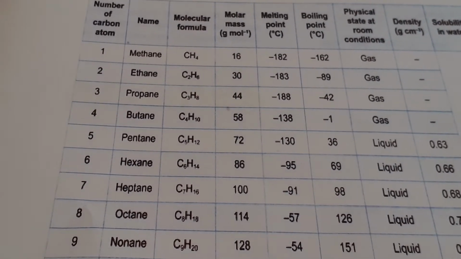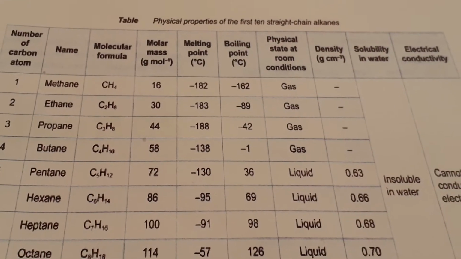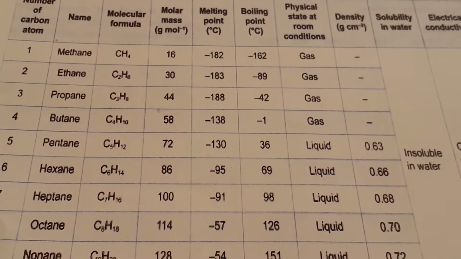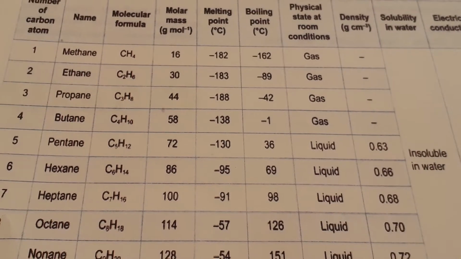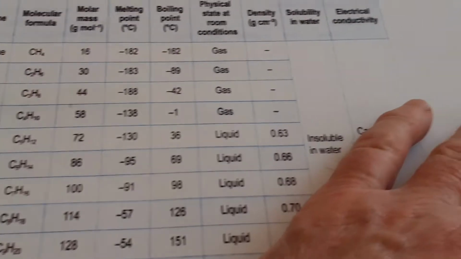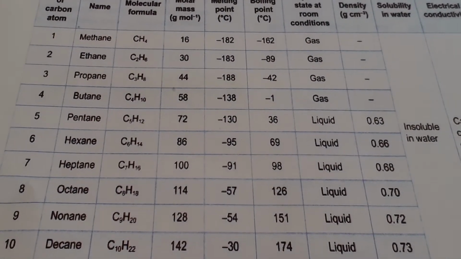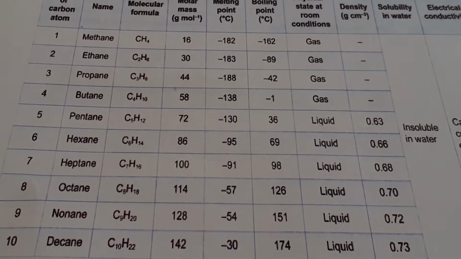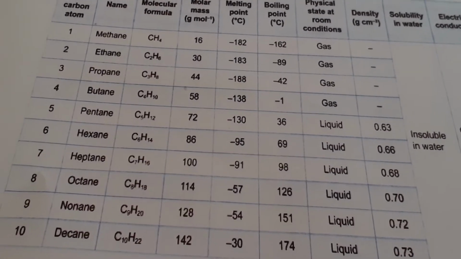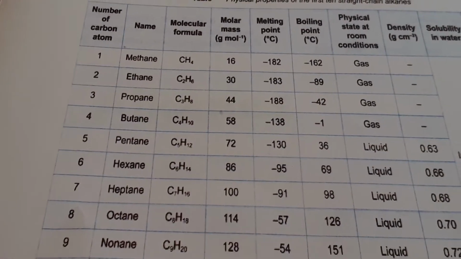The melting point, as you can see, increases all the time. Similarly, the boiling point, and because the melting and boiling point change, so does the state of matter. So they're going from gases to liquids, and the heavier ones will actually become solids. Now, the densities, and we start with just pentane here, only starting with the liquids. As you can see, there's a regular increase in the density. They are all insoluble in water, and none of them conduct electricity.